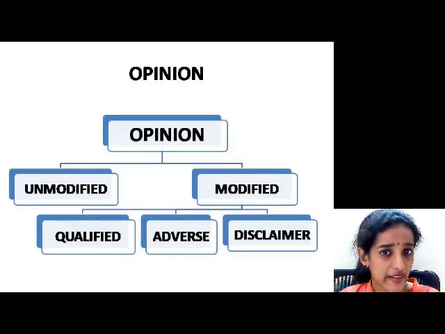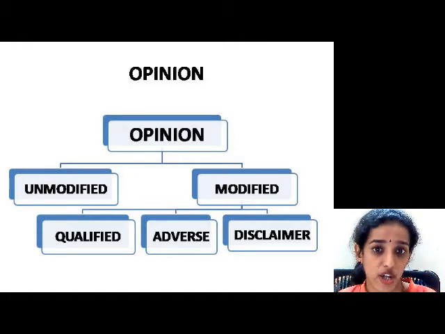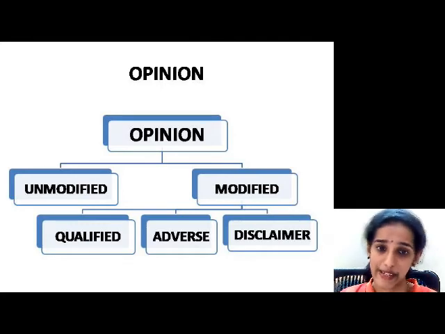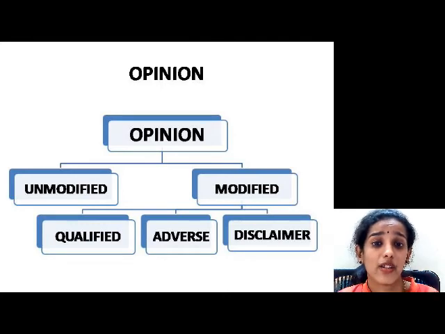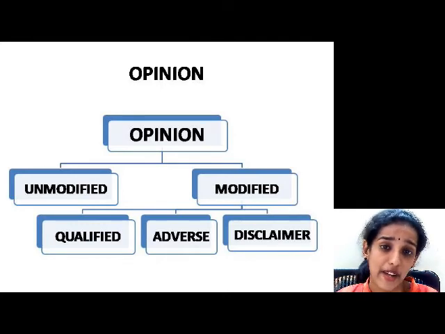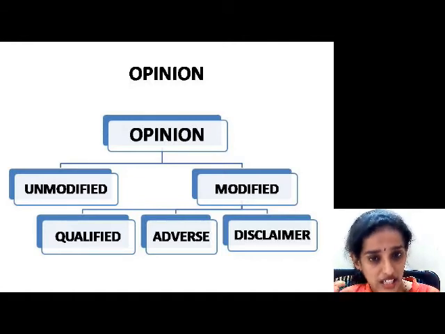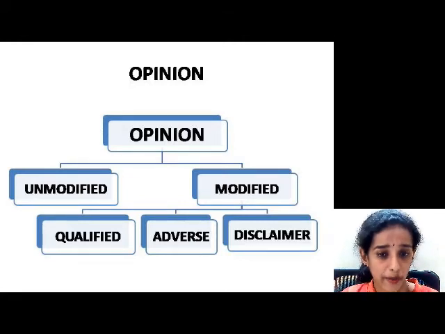Now disclaimer is when the auditor feels that he is not obtaining sufficient and appropriate audit evidence to tell that the financial statements are materially misstated. So in actual case there is a misstatement, but the auditor is not able to obtain some audit evidence to prove his stand. In such cases he'll be going ahead with a disclaimer of opinion, where he is not obtaining sufficient and appropriate audit evidence to prove that the financial statements are materially misstated.